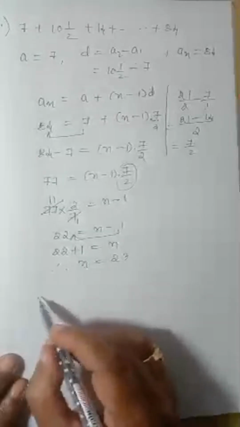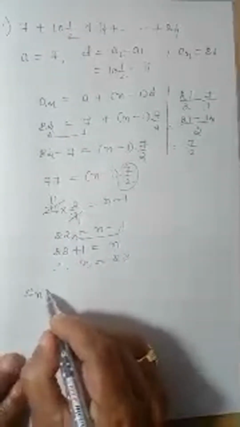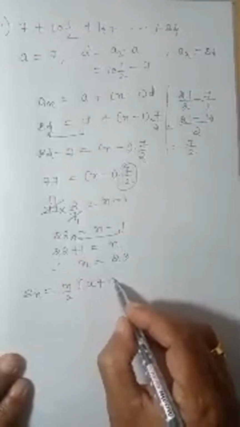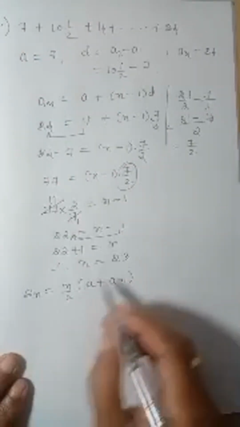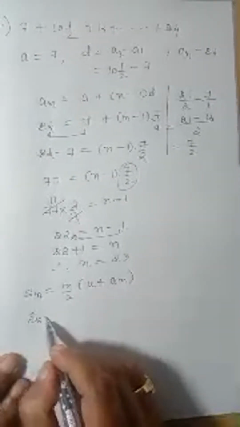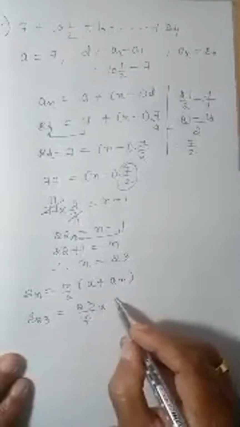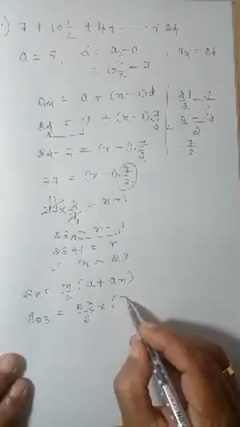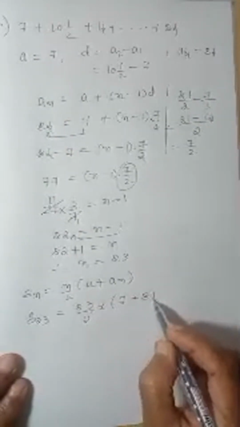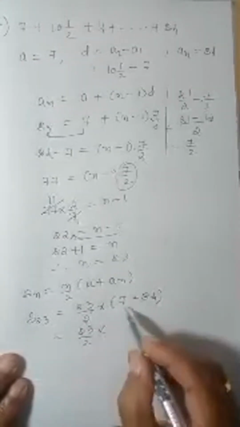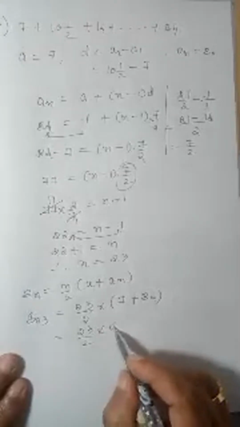So you know that for finite terms, especially when the first and last terms are given, you use the relation Sn is equal to n by 2 of A plus An. Here n is 23, the sum of 23 terms. So 23 by 2 into the first term A, 7, plus the last term, 84. Add 7 to 84, that is 91.